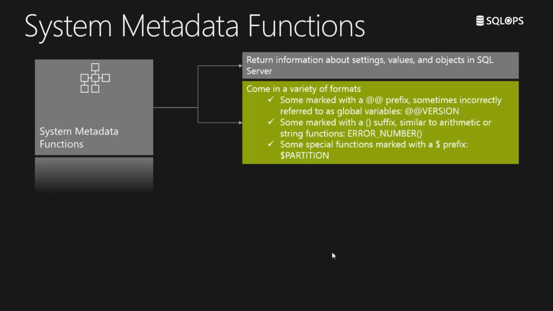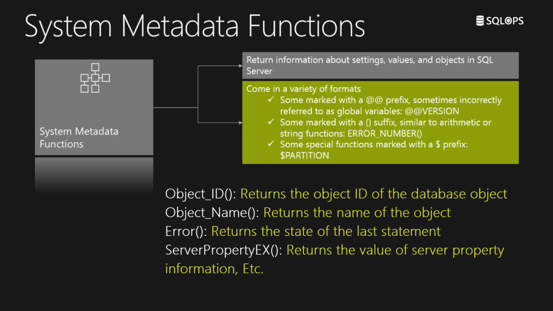The system metadata functions come in a variety of formats. Some of them are similar to a standard scalar function, like ERROR_NUMBER, whereas others use special prefixes like the dollar symbol or the @@ prefix. Some of these metadata functions are OBJECT_ID, which returns the object ID of a database object, OBJECT_NAME, which returns the name corresponding to an object ID, the @@ERROR function, which returns 0 if the last statement succeeded, and the SERVERPROPERTY function, which returns the value of the specified server property.